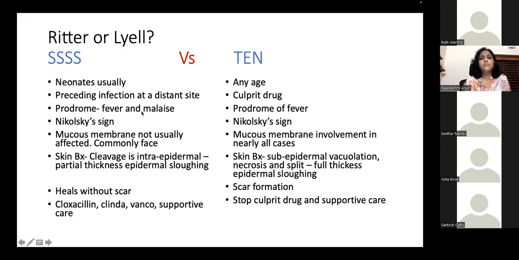In both, they can have fever and malaise, and they can have Nikolsky sign, but Ritter usually involves neonates, whereas TEN can affect any age. It is an infection preceding in Ritter, whereas it is a culprit drug in TEN. The mucous membranes are not usually affected in scalded skin syndrome, whereas in TEN, classically, the mucous membranes will also be involved. Scalded skin syndrome heals without scar, but TEN is a little deeper, with a tendency to scar formation. The treatment for scalded skin syndrome is antibiotics, usually for Staph aureus, and for TEN it is to stop the culprit drug and give supportive care.